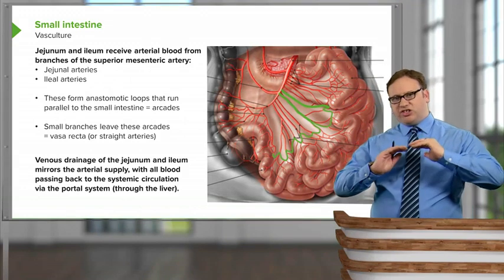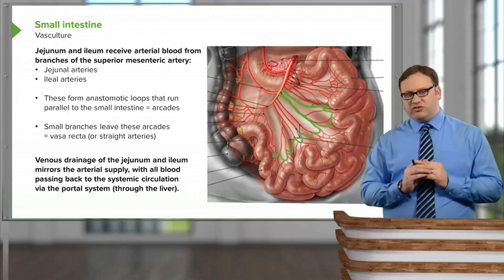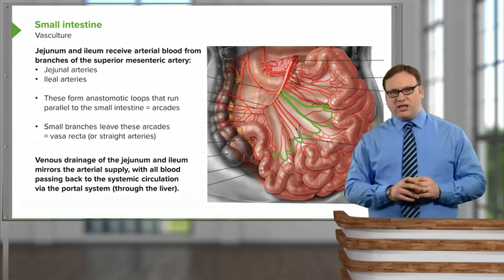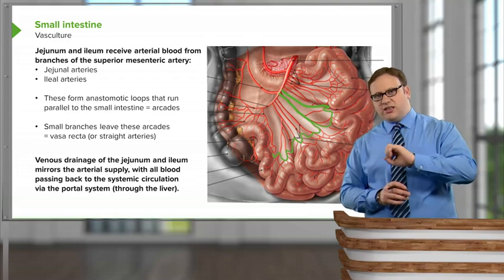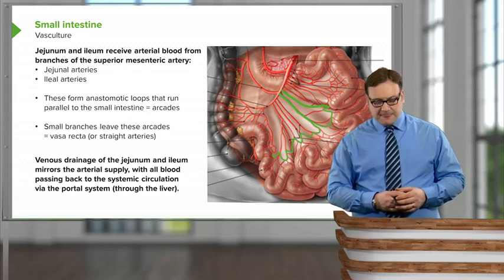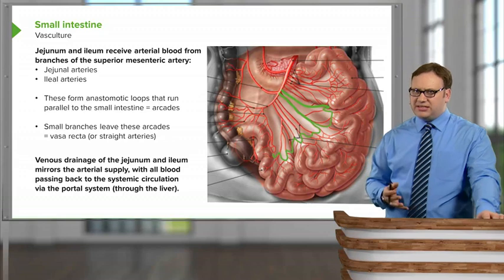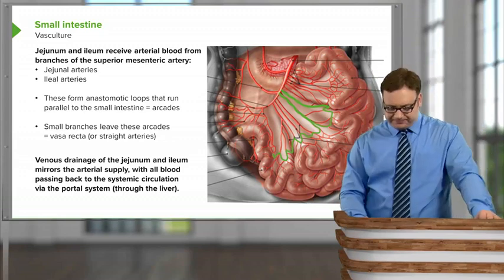Small straight arteries come off them, and these are called vasa recta, or straight arteries. They leave the arcades and go and supply the jejunum or the ileum. With the arcades running parallel, these straight arteries then run towards the jejunum or the ileum themselves. So these are really important, and we'll go over these again when we look at the blood supply to the entire gastrointestinal tract in a later lecture.